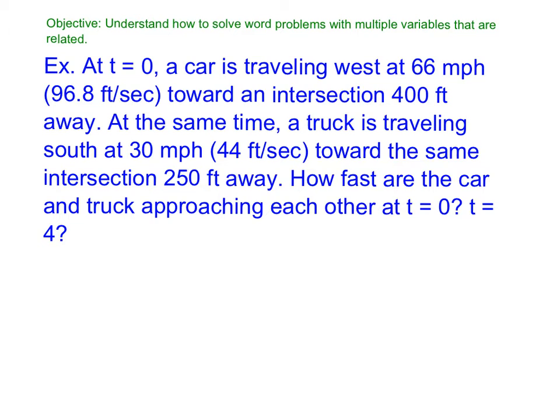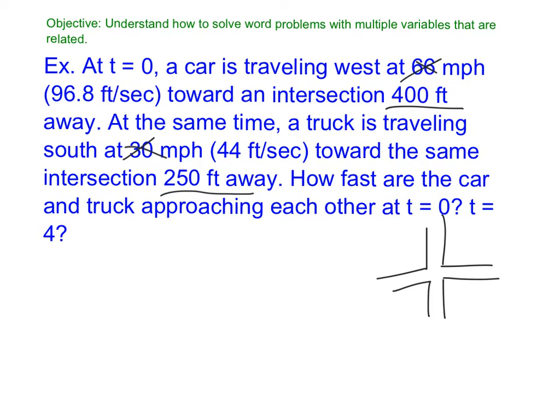So now this one's giving you both miles per hour and feet per second. So which one should we use? Well, since they gave me 400 feet away and 250 feet away, I'm not going to be using that 66 or the 30. Right. So let's draw a picture. So the car is west and the truck is south. Here's my intersection.